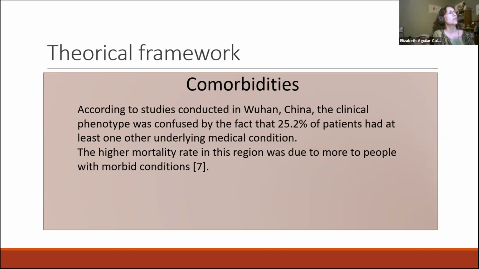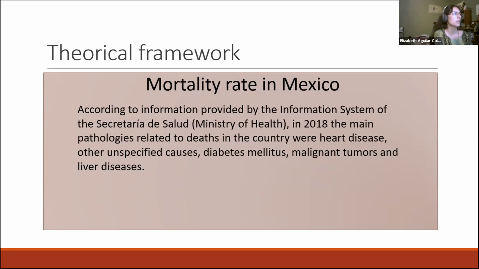According to studies in Wuhan, China, the clinical phenotype was confused by the fact that 25.2% of patients had at least one other underlying medical condition. The high mortality rate in this region was due more to people with comorbid conditions.